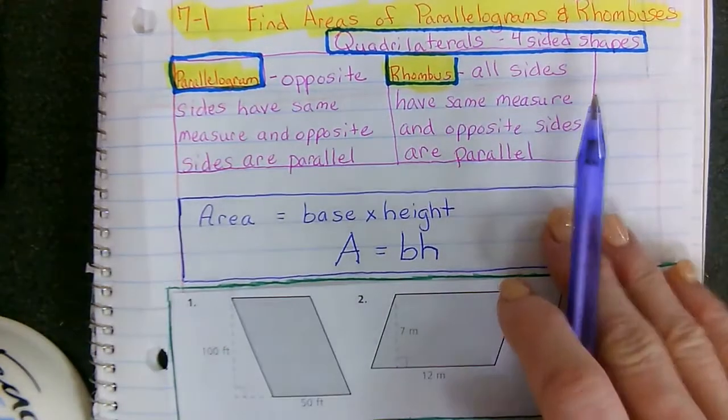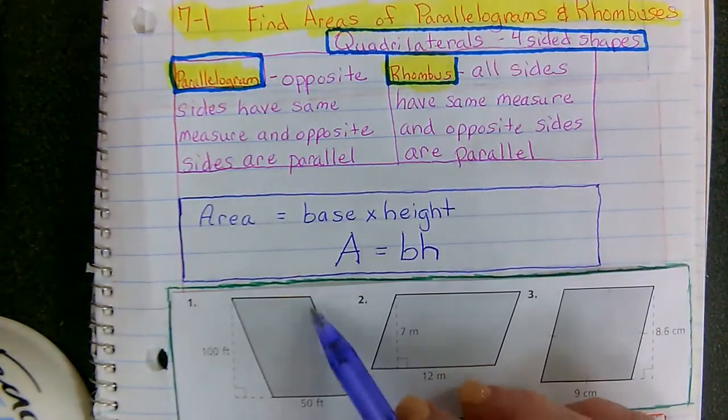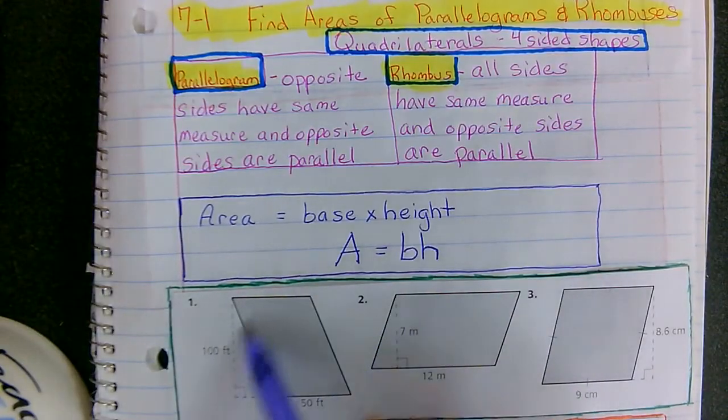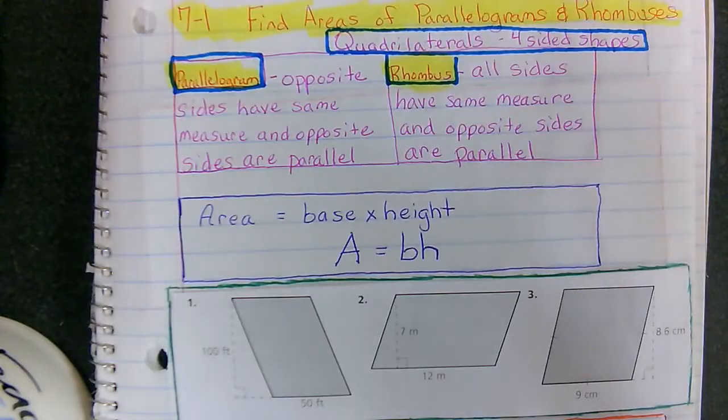Okay? Now look, rhombus is all sides have the same measure. So where a parallelogram, just the opposite sides have the same measure, for a rhombus, all four sides would. And the opposite sides are parallel.